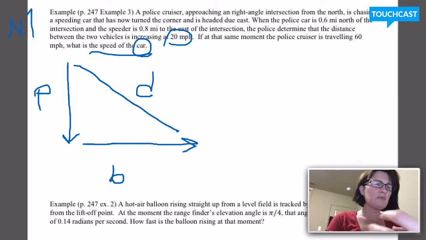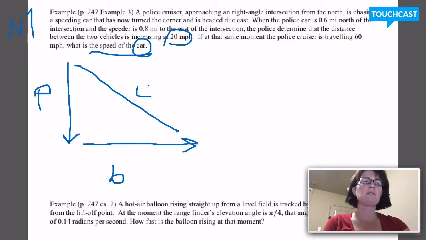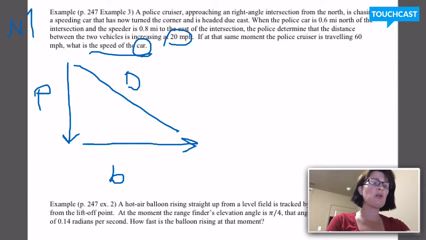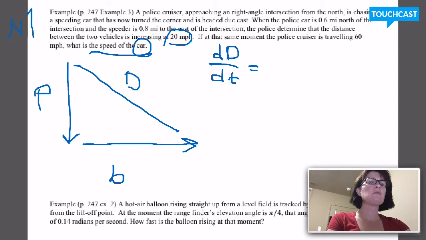So now I got the picture. I'm going to write down the things I know. I'm going to call the distance between them capital D. I know that the distance between the two cars, the police car and the bad guy's car, which I called capital D, is increasing at 20 miles per hour. So I know that dD/dt is 20 miles per hour.